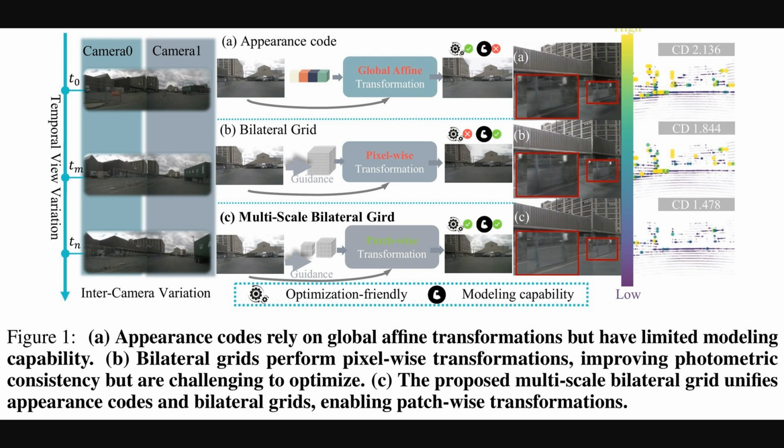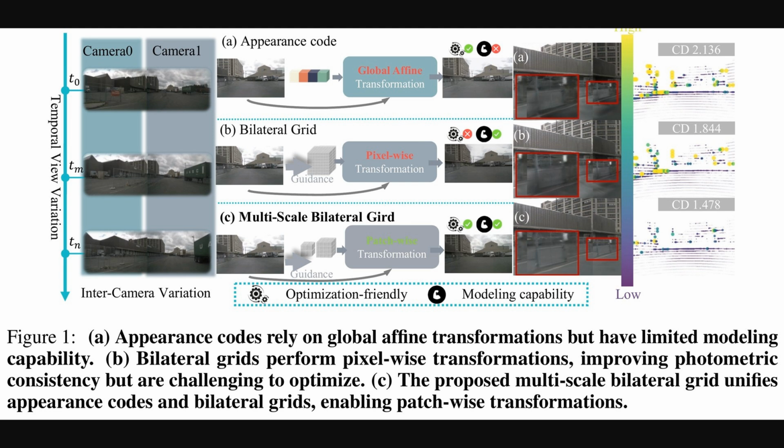Okay, so this first figure really visualizes the core problem and the proposed solution. It compares three different methods. Row A shows the standard appearance code method. It applies a single global affine transformation, which is basically one color and brightness adjustment for the entire image. You can see it struggles with details and creates blurry artifacts.